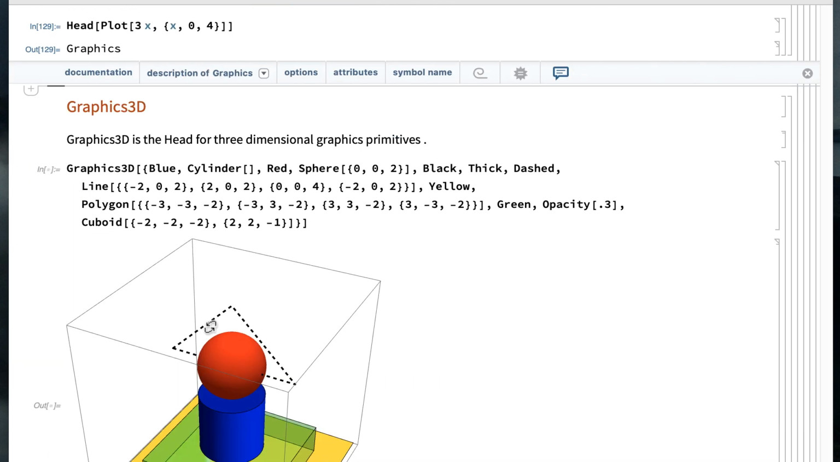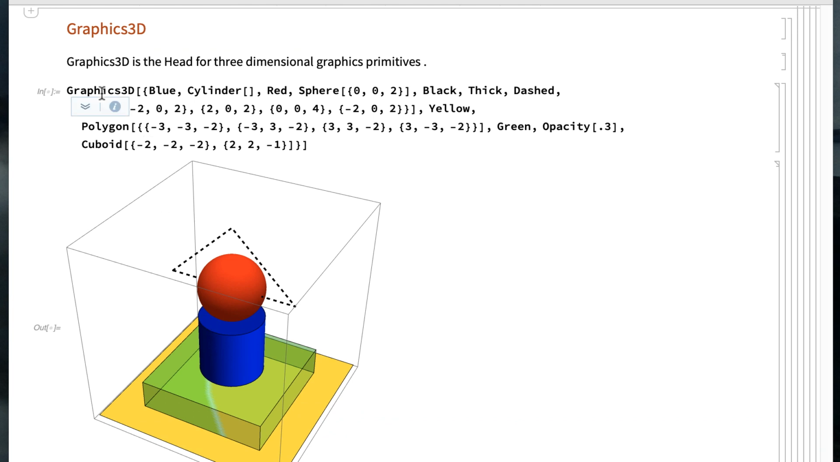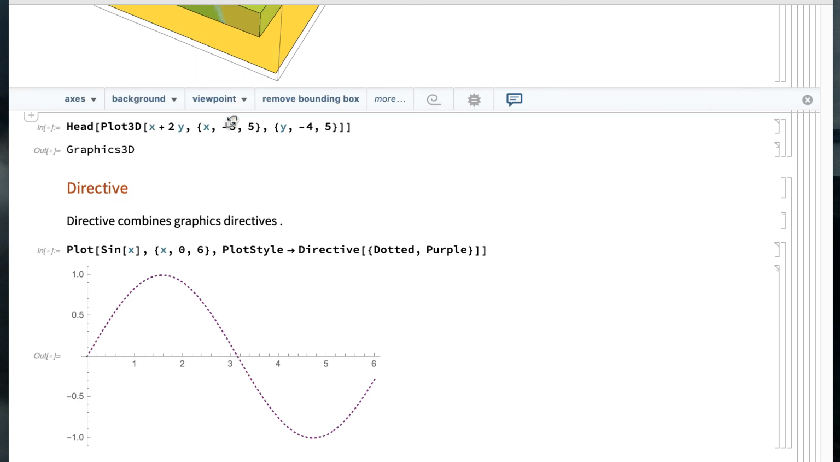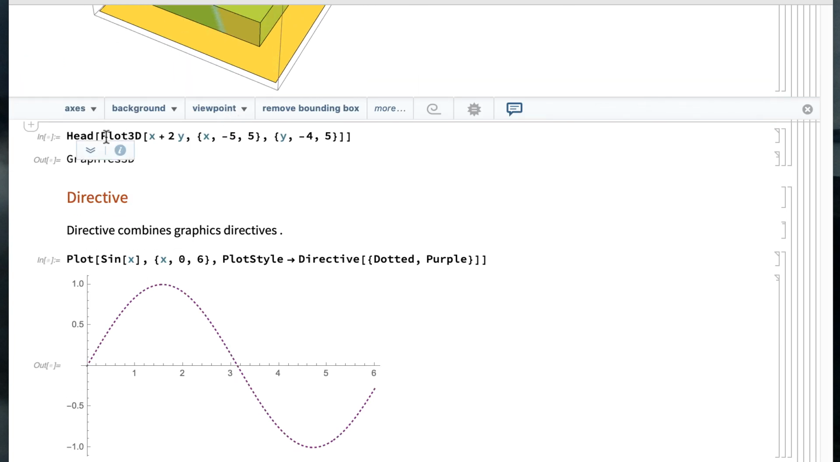All right, supposing I want a three-dimensional thing. The head is graphics 3D, and again, it's going to enclose various graphics primitives, some of which only work in three dimensions, like you can't have, to my knowledge, a two-dimensional sphere. And so here's a little pretty picture in three dimensions. Again, there are functions you can call like plot 3D or parametric plot 3D and a bunch of others that will end up producing something that's a graphics 3D object.